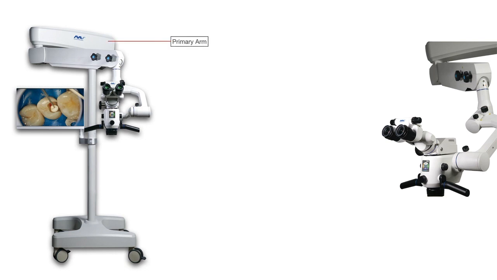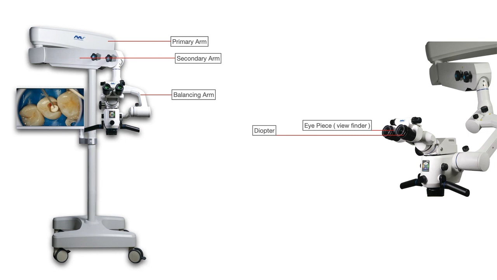Generally, we have a primary arm, a secondary arm, and a balancing arm. These arms are very important to know, because, for example, the primary arm should be loose and the secondary arm should not be loose, you understand what I say. The other component is the eyepiece. When you have a dental operating microscope, try to use an eyepiece which has a high magnification, which is 12.5x. Also, it should have a high number of diopter.